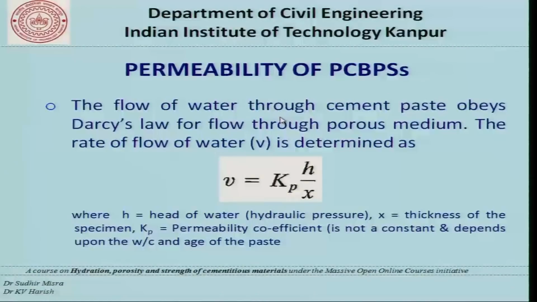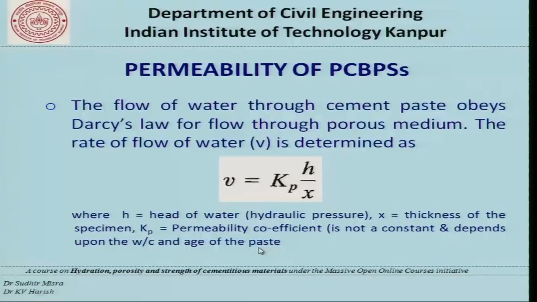The flow of water through cement paste obeys Darcy's law for flow through porous medium. So the formula is given by nu is equal to Kp into H divided by X, where nu is the rate of flow of water, which is nothing but permeability measured in meter per second, Kp is the coefficient of permeability, H is the head of water, and X is the thickness of the specimen that is taken. Remember that Kp, the permeability coefficient, is not a constant and it depends upon the water to cement ratio and age of the paste.